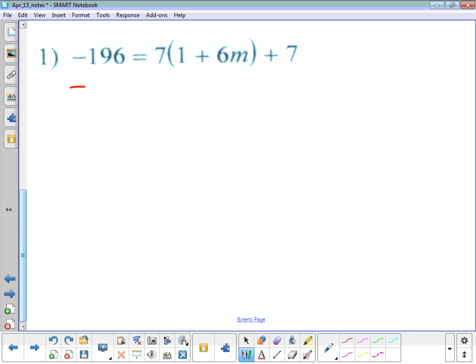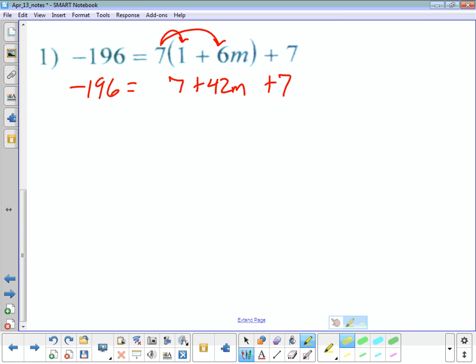First thing I'm going to do is bring down the negative 196. It's on the other side of the equal sign. I'm not going to worry about it. And then I'm going to do this. I got 7 times 1, which is 7. And 7 times a positive 6, which is 42m. And then I got to plus this other 7. So now I'm looking for any like terms that might be available. And I've got a 7 and a 7. They're both positive numbers, so if I add them together, I get 14. So I got a negative 196 equals 42m plus 14.